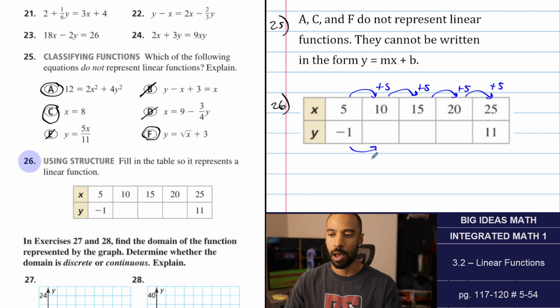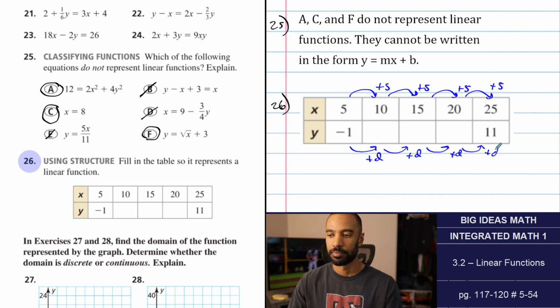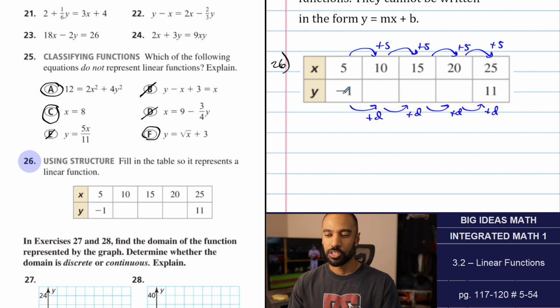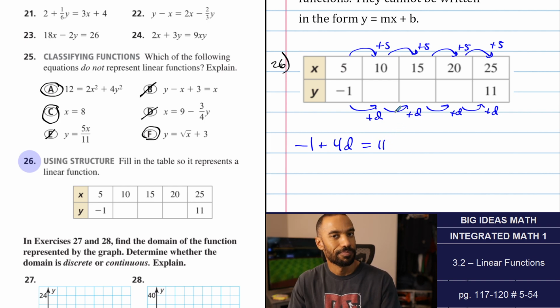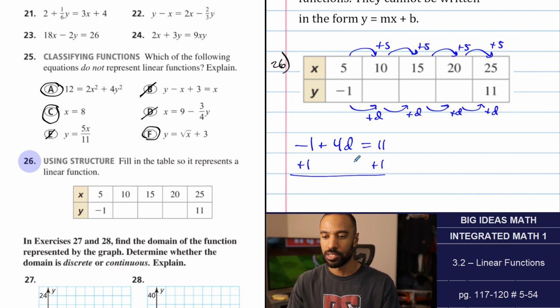Let's add a common difference. Let's just call it d. D, D, D, and D. We have this number -1, and then we add d 1, 2, 3, 4 times. We add 4 d's to this, and we end up getting 11. Let's solve for d. Add 1 to both sides, and we get 4 times d equals 12. Divide both sides by 4, and you get d equals 3.